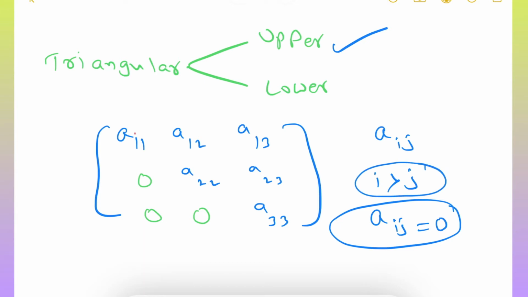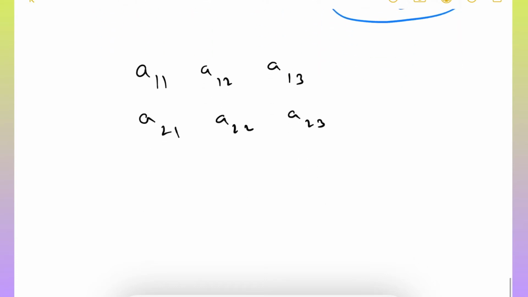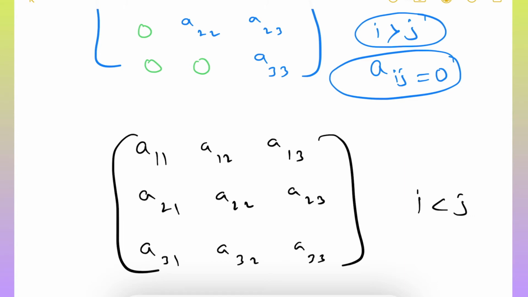Next, in case i is less than j, then that comes under lower triangular matrix. Let us check that also now. I'll first represent it with the general numbering: A11, A12, A13, then A21, A22, A23, then the last row A31, A32, A33. So now in this case we want i to be less than j. Now select all those elements.